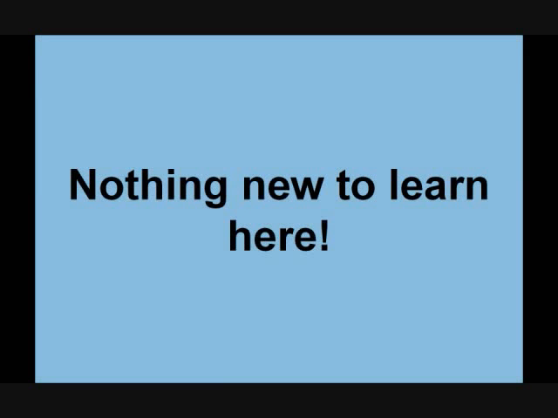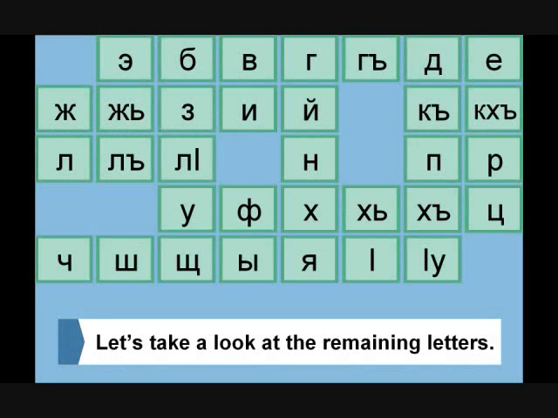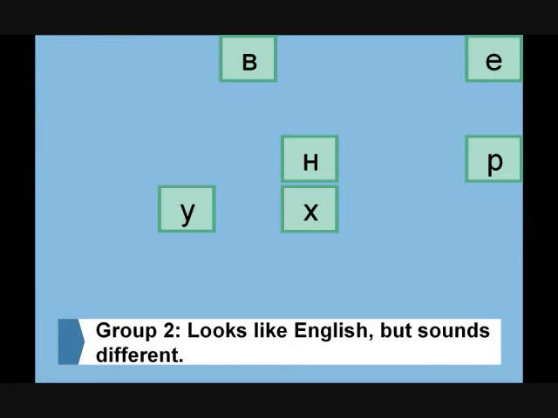Group 1 is comprised of 6 letters, but in reality there was no new learning. We just need to remember that these letters look and sound the same in both English and Kabardian. Now let's take a look at the remaining letters. And let's focus on Group 2.